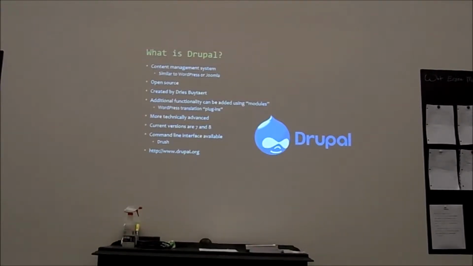The current versions are version 7 and version 8. Version 7 is still popular because of the fact that those modules that exist to extend the functionality have to be rewritten for the new framework that is being used in version 8. So a lot of the sites, including the one that I'm going to use today, are written in Drupal 7.